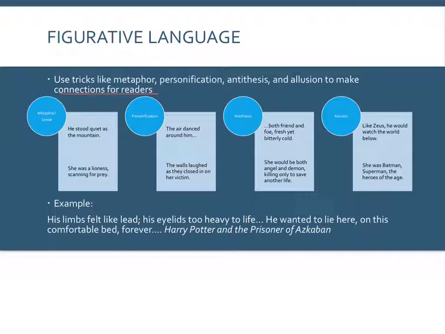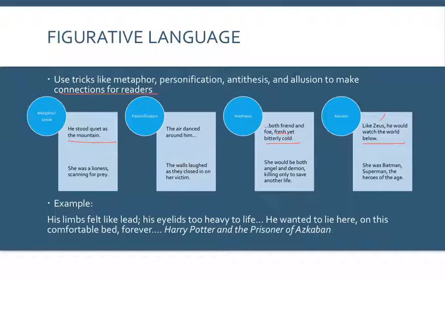For instance here, we might, again, read these all the way across. "A man stood quiet as the mountain." Mountains are strong, they're silent. We're really showing just how quiet he was. "The air danced around him," so the air is dancing, it's a little bit playful, but it's both friend and foe. Some antithesis here. It's fresh yet bitterly cold because he's on a mountain. "Like Zeus, he would watch the world below." So we've got some classical allusion here to help give this man who's standing on the mountain power. He's able to watch like a god what's going on below him.